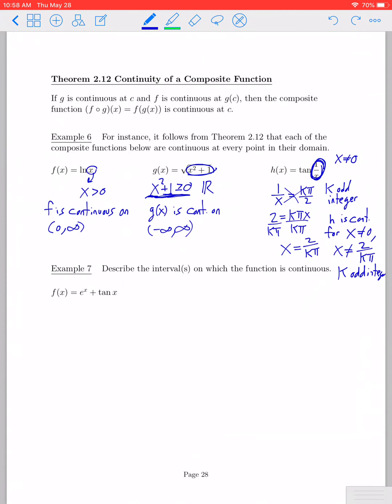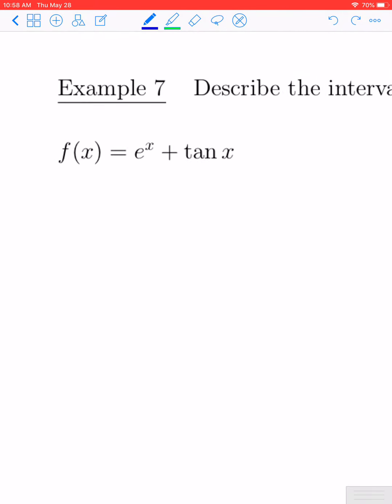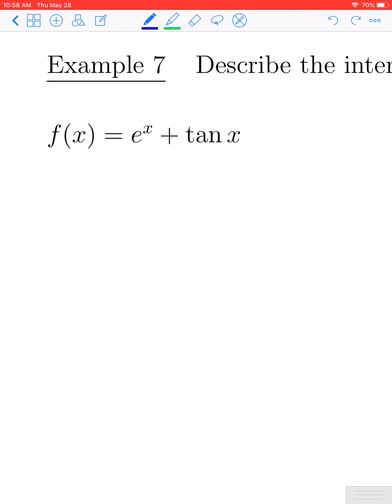Let's take a look at example 7. We're asked to describe the intervals on which the function is continuous. Here in example 7, our function f is constructed via the sum of e to the x and tangent of x. We know that the sum of these two will be continuous wherever the two pieces individually are continuous. Because wherever e to the x is continuous, and also where the tangent is continuous, when we add them together, the result will be continuous.